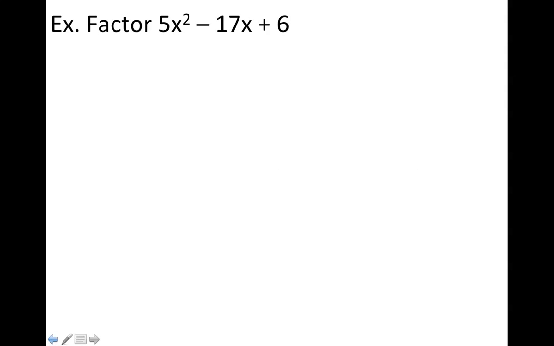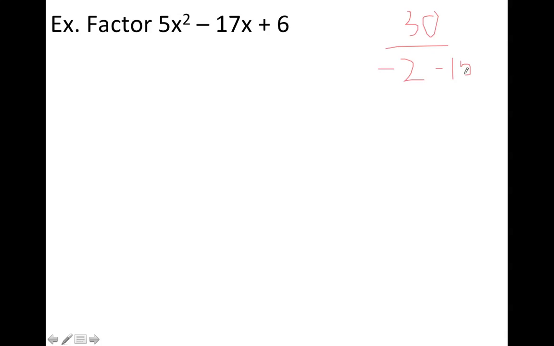So the first one I'm going to do by doing MSG. You multiply A times C, which is 30. And then we need to find two numbers that multiply to be 30 but add to be negative 17, which are negative 2 and negative 15. And that is how we split up our b.